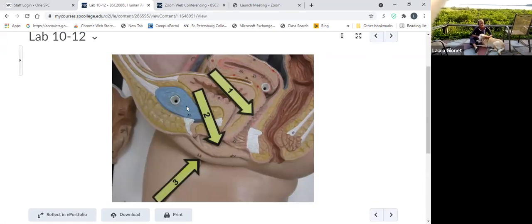And let us not forget also the pubic symphysis here at blue, pointing to the same structures as we did before. The mons pubis is anterior to the pubic symphysis.